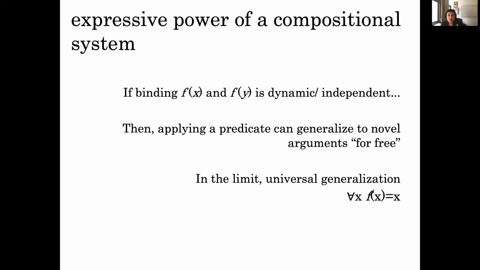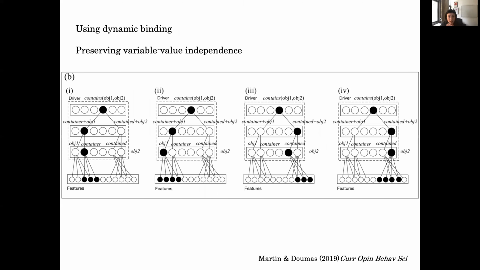So in the limit, that means that you can universally generalize in such a system. And this is an idea that Alex and I have been thinking about, and that Alex has been working on for quite a long time. All right, so what I've been saying, dynamic binding, sort of talking about it from the side without going directly into what I mean. And that's also for the sake of time, given that there are lots of things I want to tell you about.